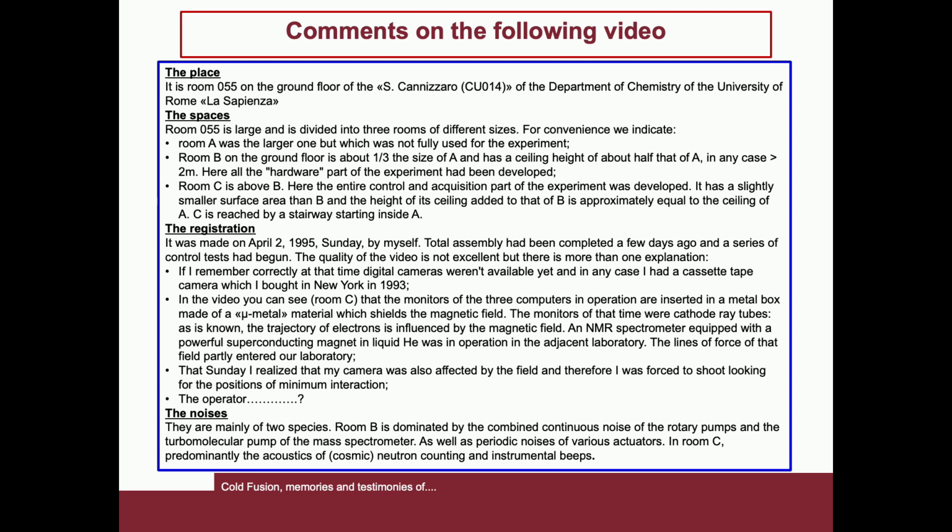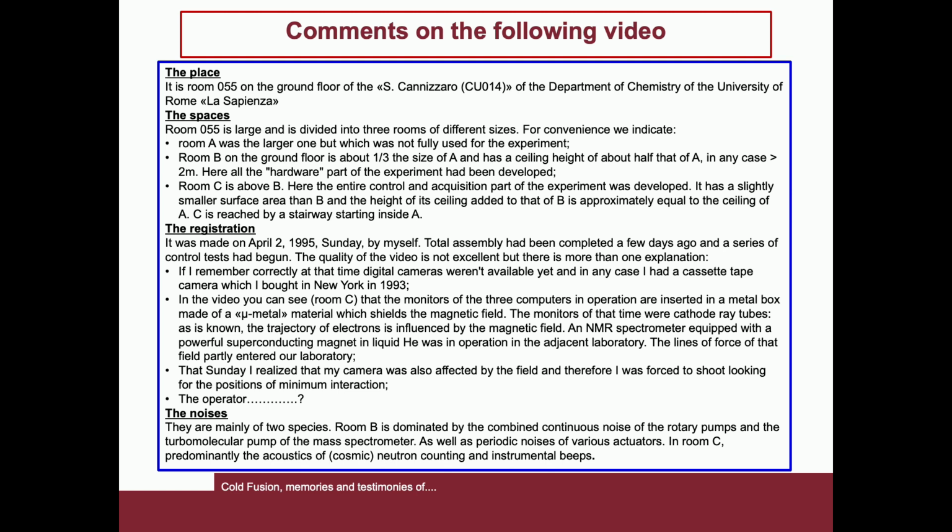Room B, on the ground floor, is about 1/3 the size of A and has a ceiling height of about half that of A, in any case greater than 2 meters. Here all the hardware part of the experiment had been developed. Room C is above B. Here the entire control and acquisition part of the experiment was developed. It has a slightly smaller surface area than B, and the height of its ceiling added to that of B is approximately equal to the ceiling of A. C is reached by a stairway starting inside A.